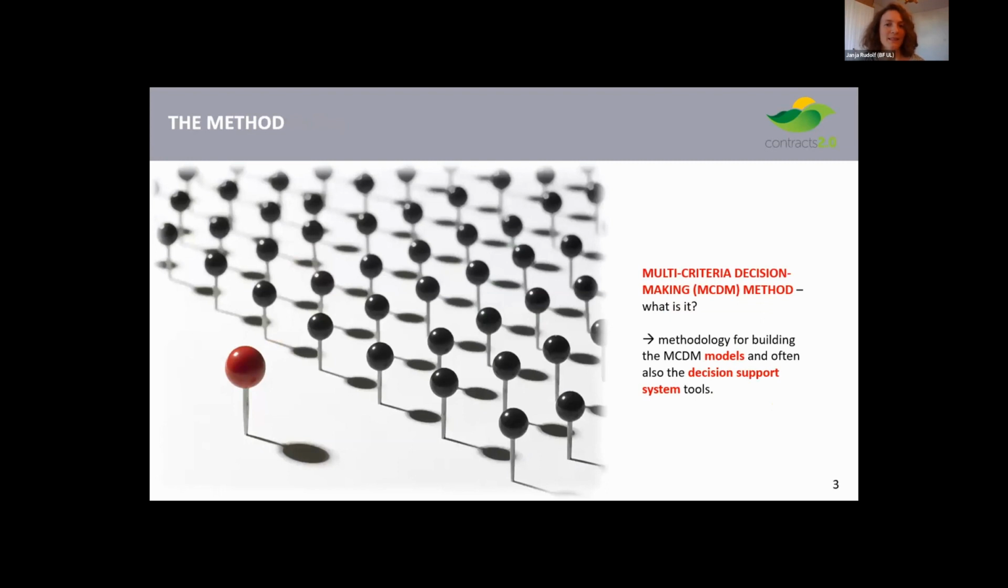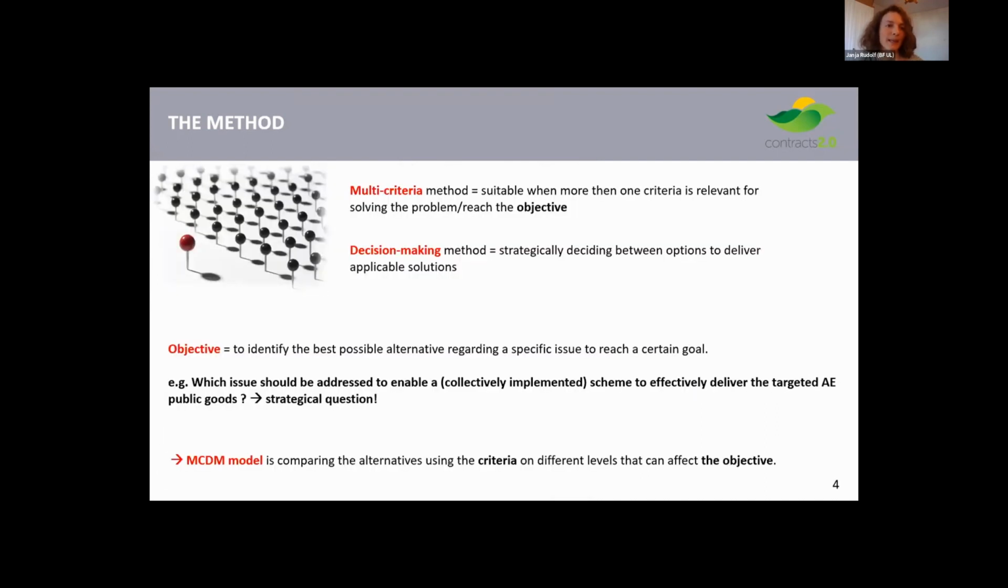Like I said, the method that can bring results or certain evaluation of different decision scenarios in such a multi-criteria affected decision problem is a multi-criteria decision-making model and method, or MCDM method. It is a method that explains how to build the MCDM models and often also the decision support tools that enable such evaluation and importance ranking of different decision scenarios. The multi-criteria method is suitable when more than one criterion is relevant for solving the problem or reaching the objective. And the decision-making method is a method that strategically decides between options to deliver applicable solutions.